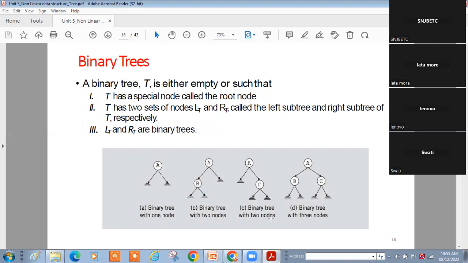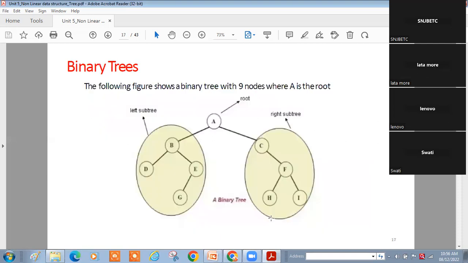So, a binary tree with 1 node, a binary tree with 2 nodes, maybe at left or maybe at right, and a binary tree with 3 nodes, left and right, are representations of a binary tree. So it is more clear to you now what a binary tree is. Got my point? Very good.